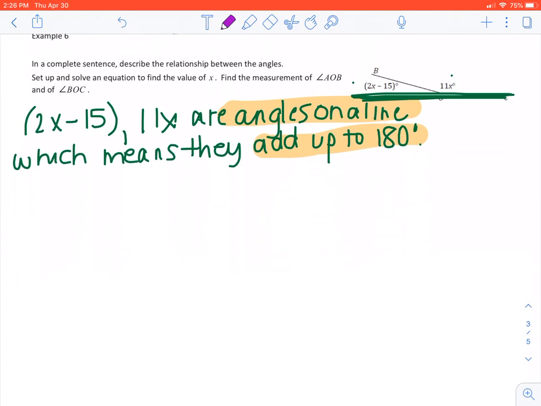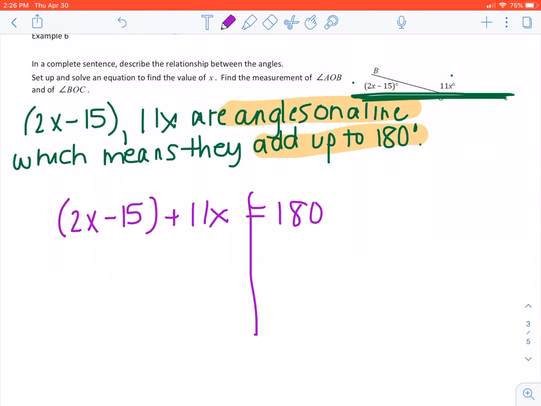All right, so let's set this equation up. One of our angles is 2x minus 15. We're going to add the other angle, which is 11x. They're going to equal 180 because they're on a line. Now, this one's a little bit different. Instead of having 2 numbers, we have 2 terms with an x. So I'm going to add those together. 2x and 11x, when you add those together, you get 13x. Now, you still have minus 15 is equal to 180.